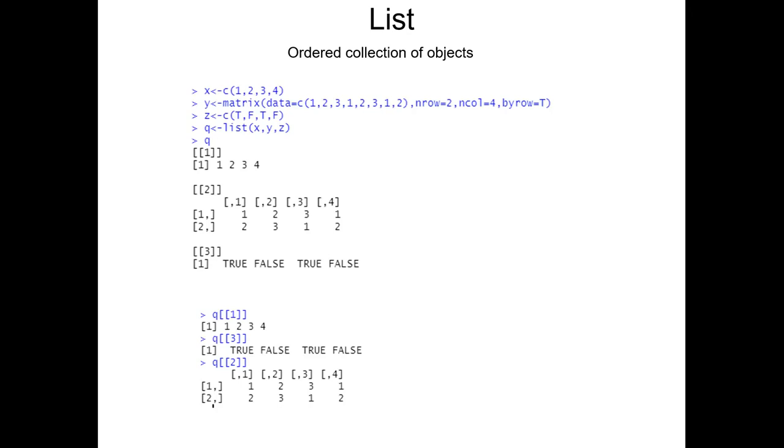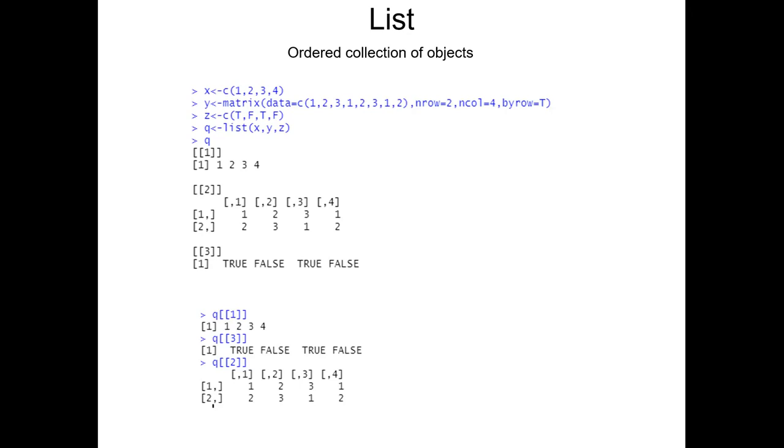So a list. This is a function that's very helpful if you want to keep information from a particular program or coding that you have. You can store it all in one object and keep track of all that stuff. So in this case, I created an object X, which is just a vector with numbers 1 through 4, matrix Y, a logical vector named Z with just true and false values.